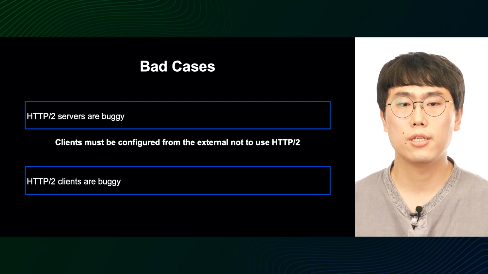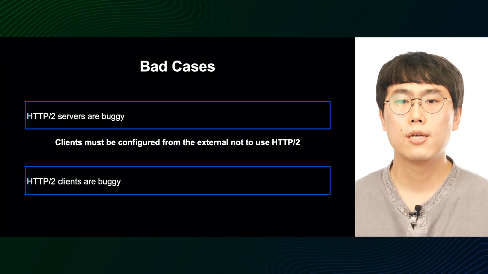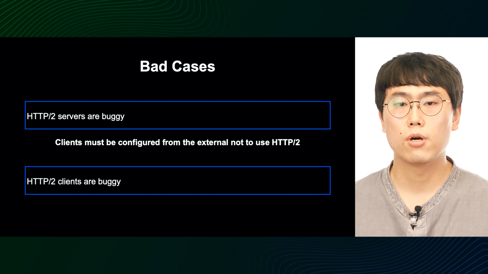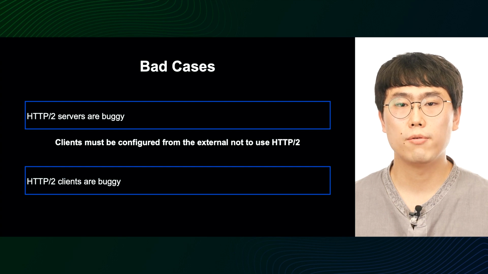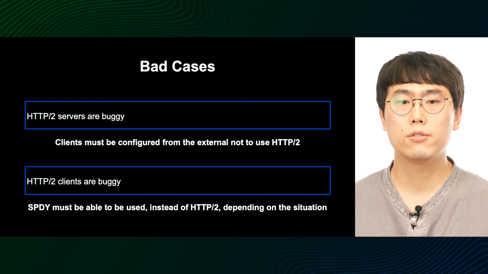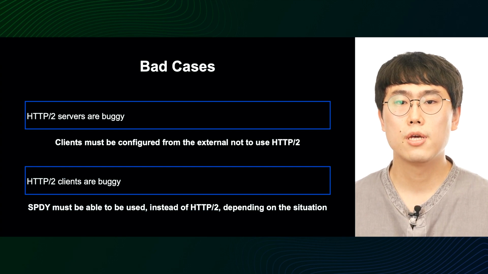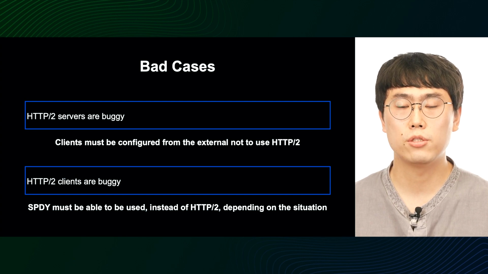The second case is that client-side HTTP2 is buggy. In this case, the client may fail to send requests or get responses. The failure can happen temporarily or permanently. In the worst-case scenario, requests for all LINE services will fail. In order to deal with such a situation, the client must be able to use SPDY, not only HTTP2.